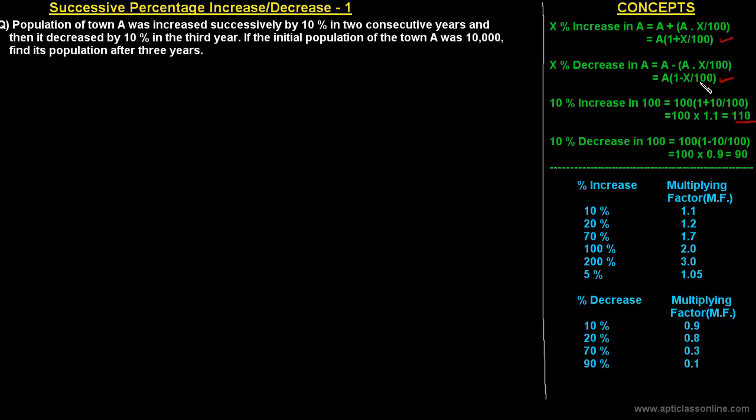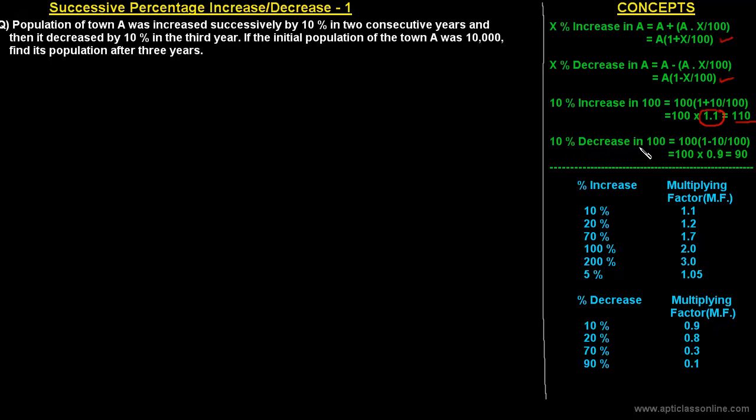How has it become so with this formula? We can see 100, the initial value, apply this 1 plus 10% increase, the value for X is 10 by 100, it becomes 100 into 1.1, that is 110. So what we have seen here is that if there is 10% increase in 100, for calculating the final value, which is 110, we are basically multiplying 100 by 1.1.